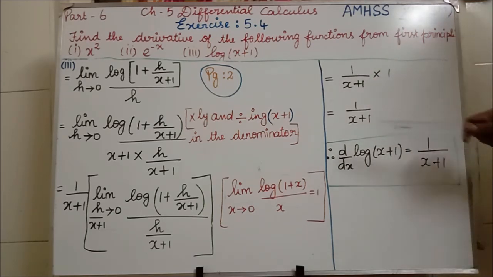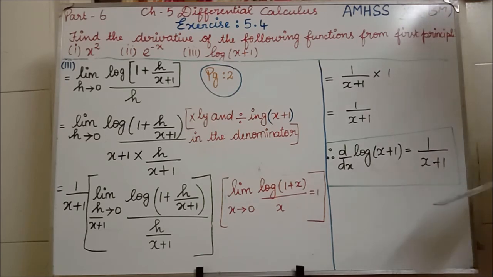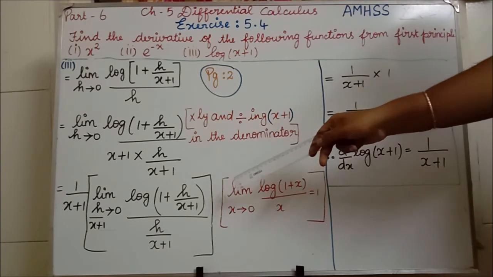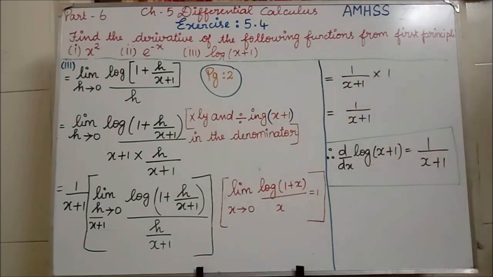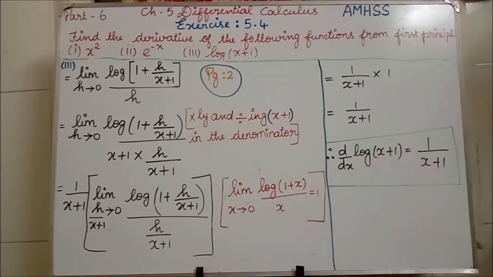Clear? Therefore, d by dx of log x plus 1, that is our question, is equal to 1 divided by x plus 1. Clear students? In the first question, second subdivision, we used the exponent formula in the previous problem. In the third subdivision, now we are using the logarithmic formula. If you are having x, the same x should be in the denominator. See, if we are having h divided by x plus 1, the same h divided by x plus 1 should be the denominator. Then only can we write the whole value as 1. Clear all of you? Third question is clear.